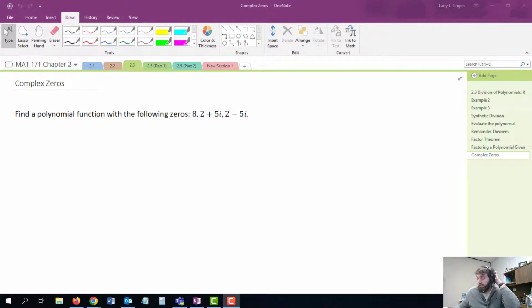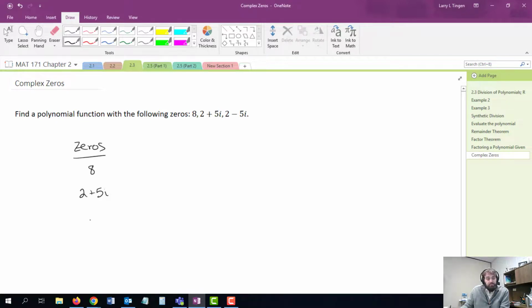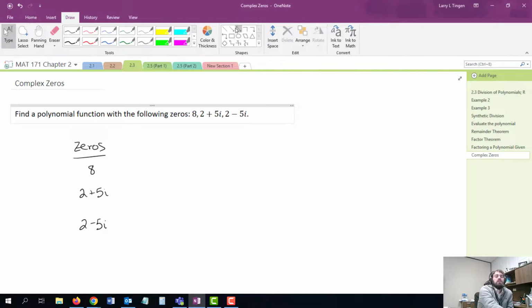And now the last page, we're going the opposite direction. If you are told a polynomial function has these numbers as zeros, they want you to find the polynomial function. So the zeros they gave us are 8, 2 plus 5i, 2 minus 5i.